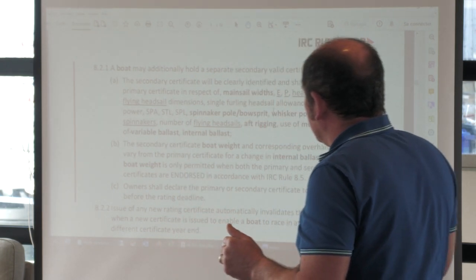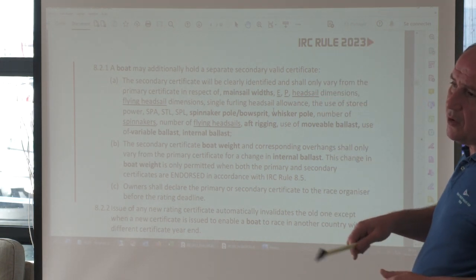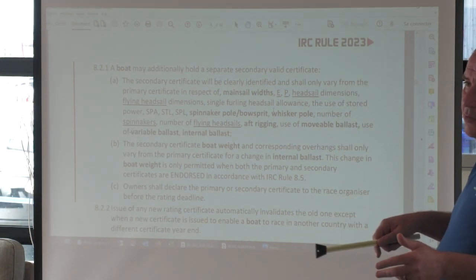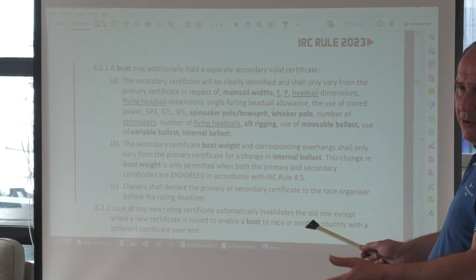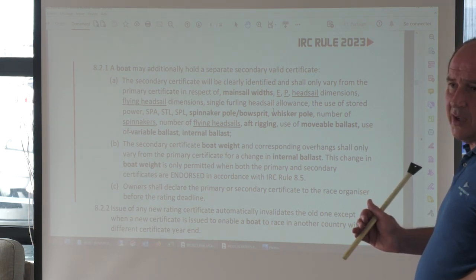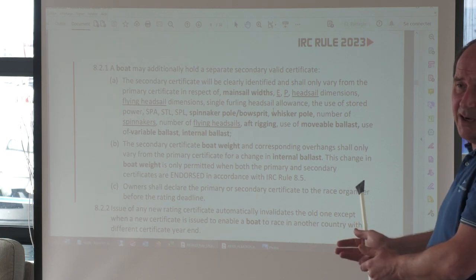Okay, and for instance, you may have a first certificate with a mainsail and a big headsail, plus 3 spinnakers. And in the second one, you may have the same mainsail, but a smaller headsail and 2 spinnakers.